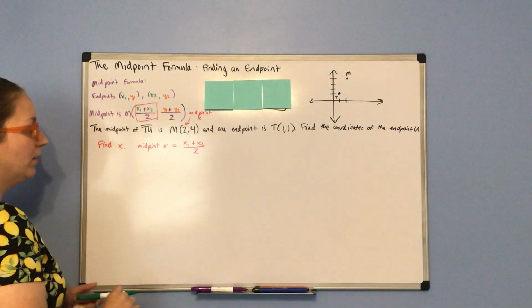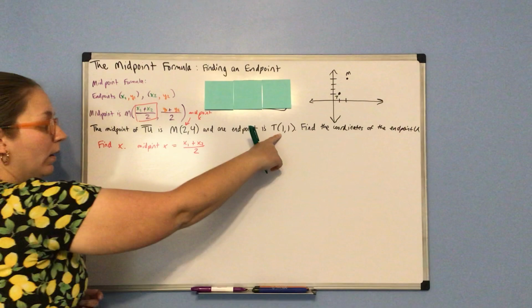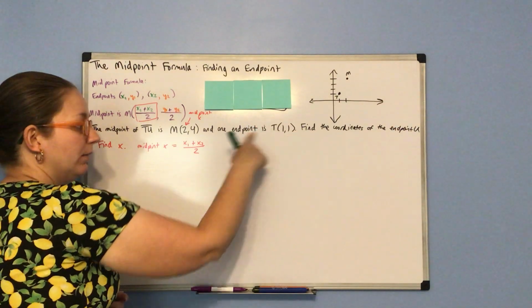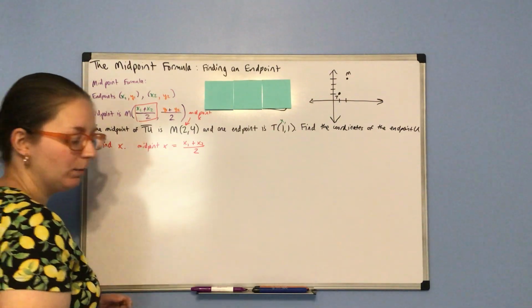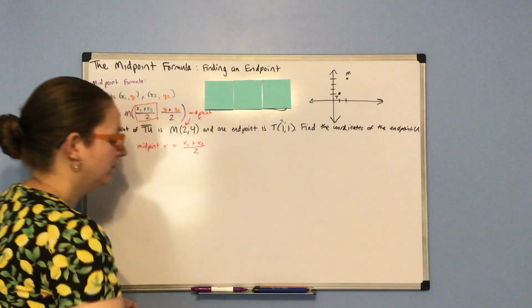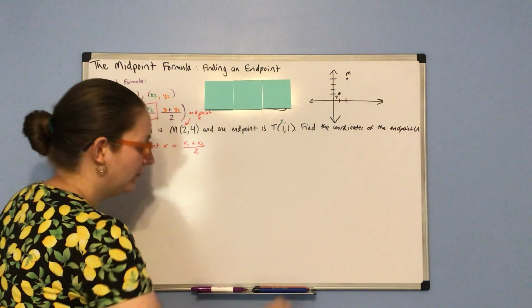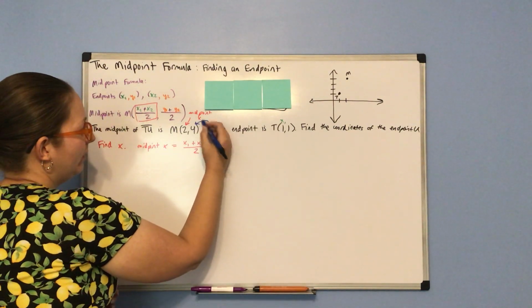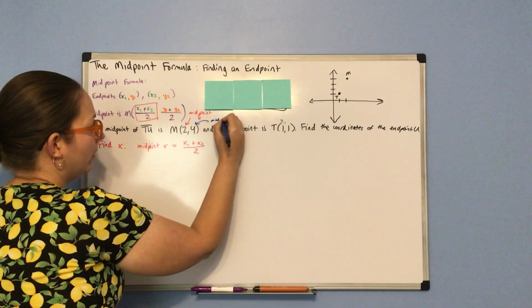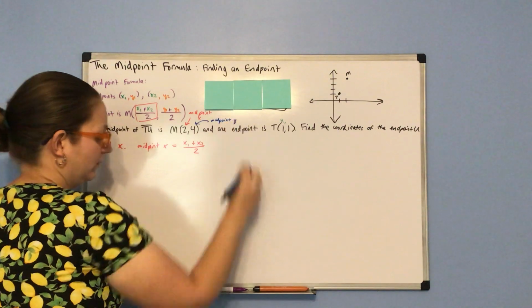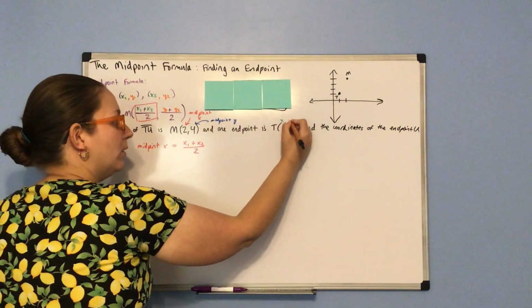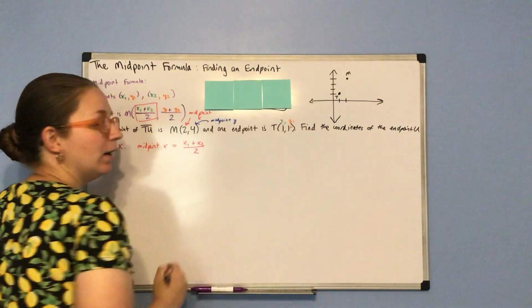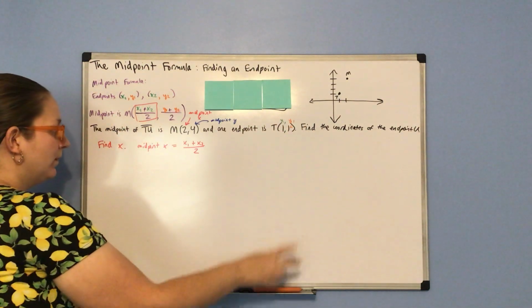Let's label what else we know. We know one x coordinate and one y coordinate of an endpoint, so let's call this x1. Actually, let's do the y's right now. The y coordinate of my midpoint is 4, so I'm going to call that midpoint y. And then if this is x1, the y coordinate that goes with it is y1. So y1 is also 1.